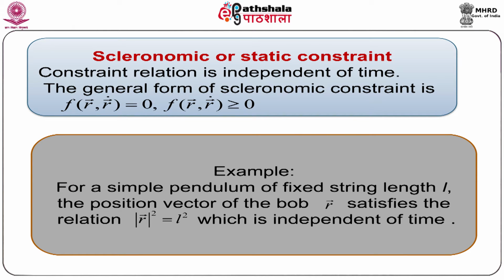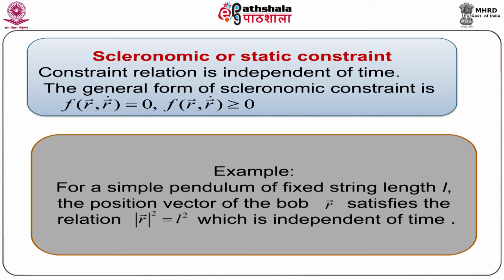Now, scleronomic constraint. If the constraint is independent of time, it is known as scleronomic or static. The general form of scleronomic constraint is f(r, ṙ) = 0, or f(r, ṙ) ≥ 0. Here ṙ is the velocity.